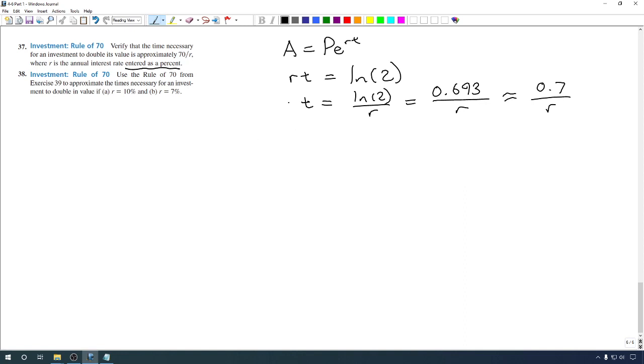So we'll get that t is 100 times 0.7, or 70, over r, where r is now as a percentage. So this is as it is. This is as a percentage. So we get this rule of 70 that they refer to.